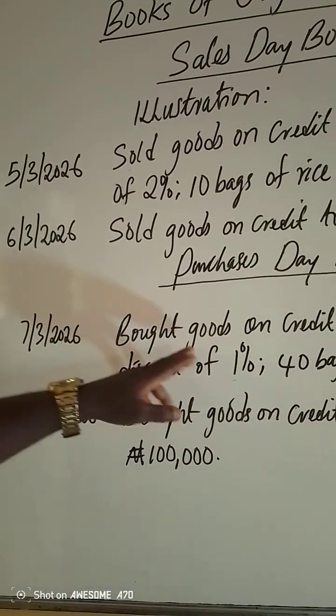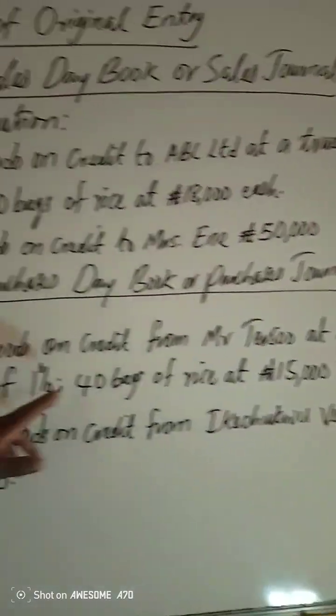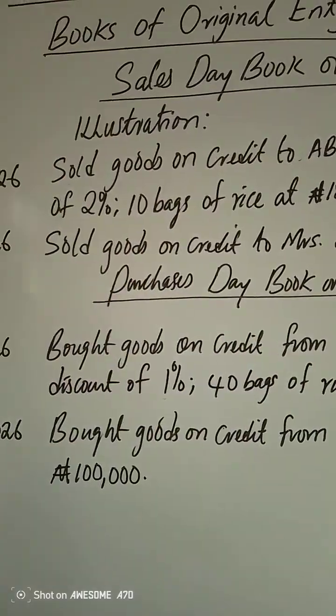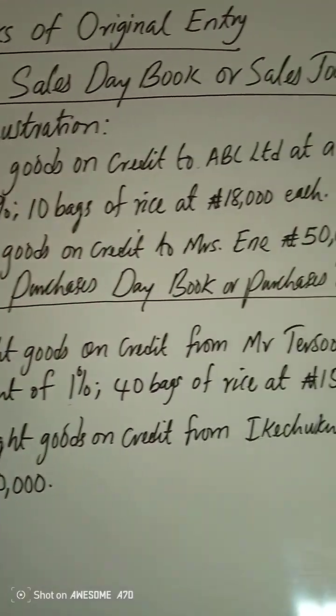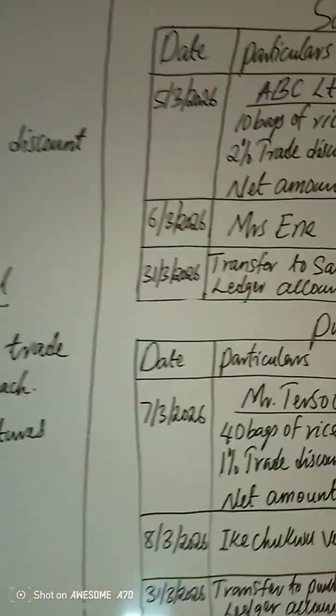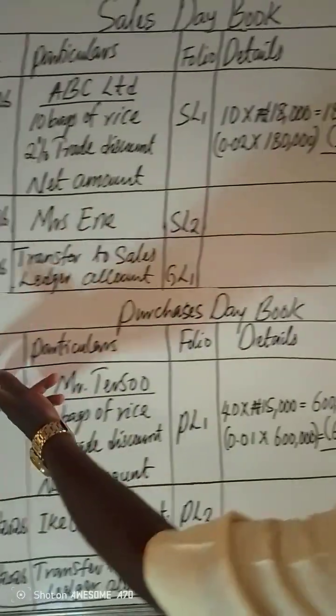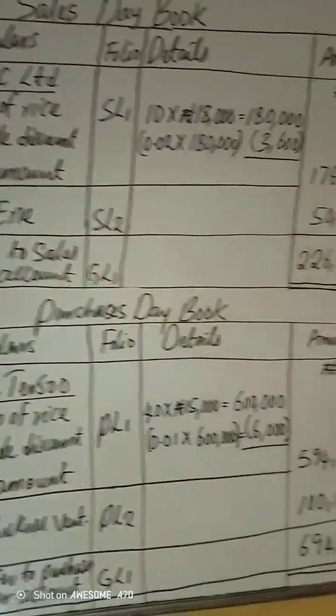Here we are saying we bought goods on credit from Mr. Teso at a trade discount of 1%, 40 bags of rice at 15,000 naira each. It's straightforward. Now let's go to our Purchase Day Book. Here you draw your Purchase Day Book, the same format as that of the Sales Day Book. You have the date, the particulars, the folio, the details, and the amount.